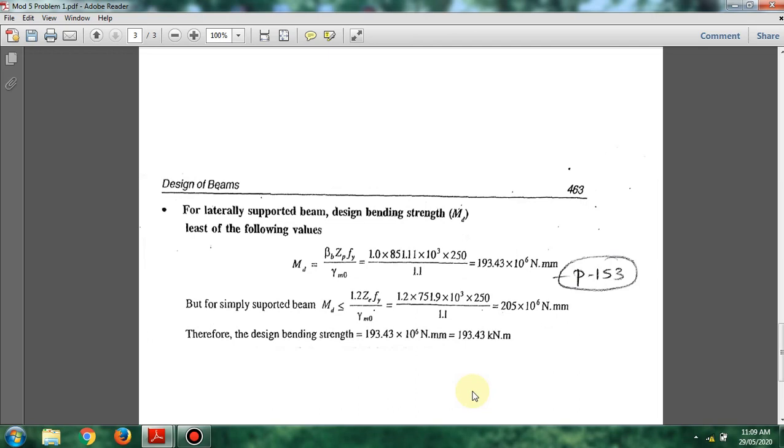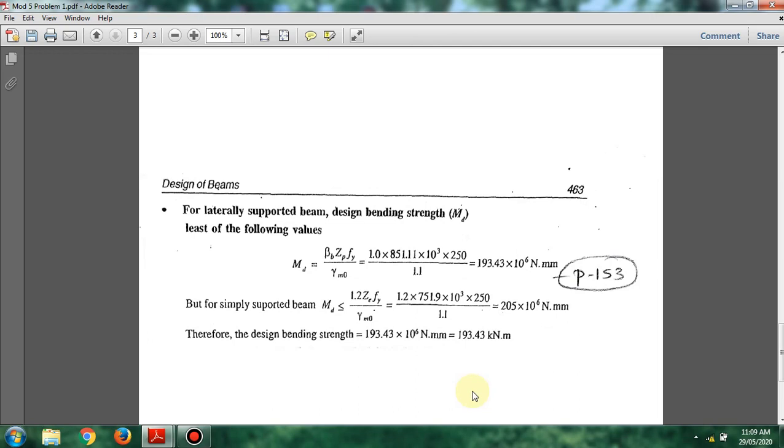So beta B is 1, ZP is 851.11 into 10 raised to 3, which we have written at first, and Fy is 250 divided by gamma m0. We got 193.43 into 10 raised to 6 Newton mm. That is the design bending strength for a beam. That has to be compared with the simply supported beam value 1.2 ZE Fy divided by gamma m0. In case he has given a cantilever beam, the formula will become 1.5 ZE Fy divided by gamma m0.